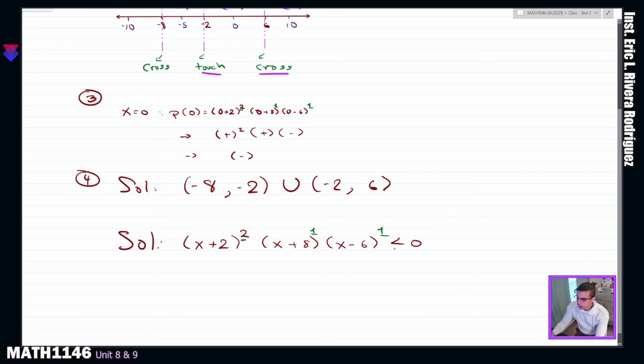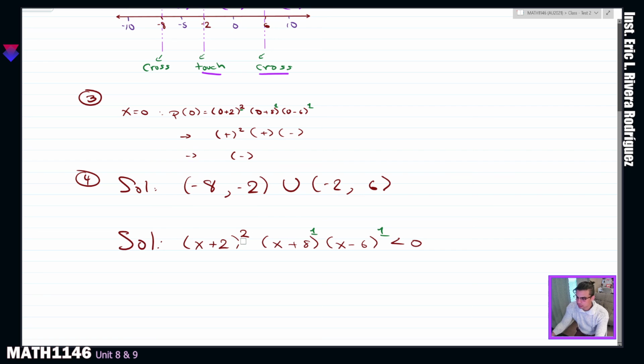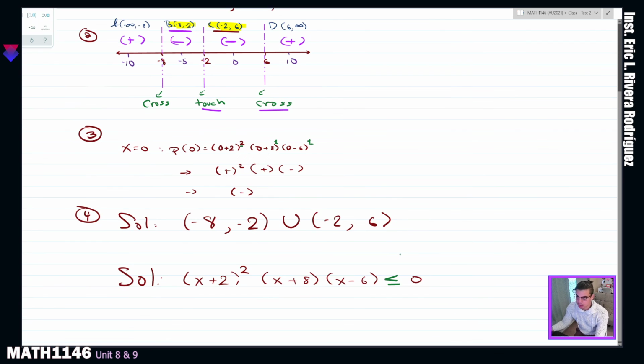Okay, solution for, let me use some color. When it's less than or equal to 0, then the solution will include the zeros as well. We know that at -8, -2, and +6, the y value is 0. So this is how the solution would look. From -8 to 6, okay, that's correct.